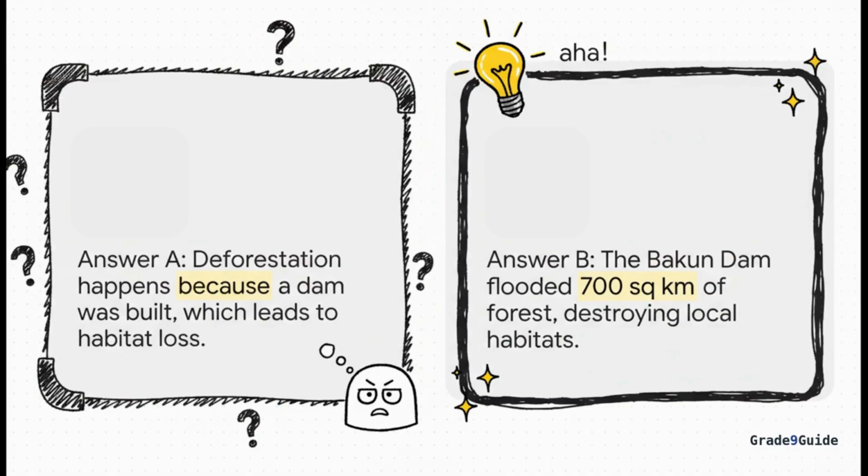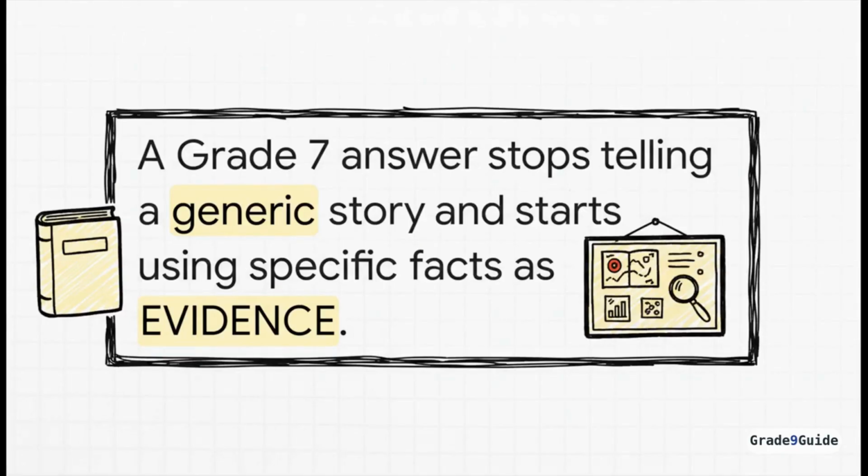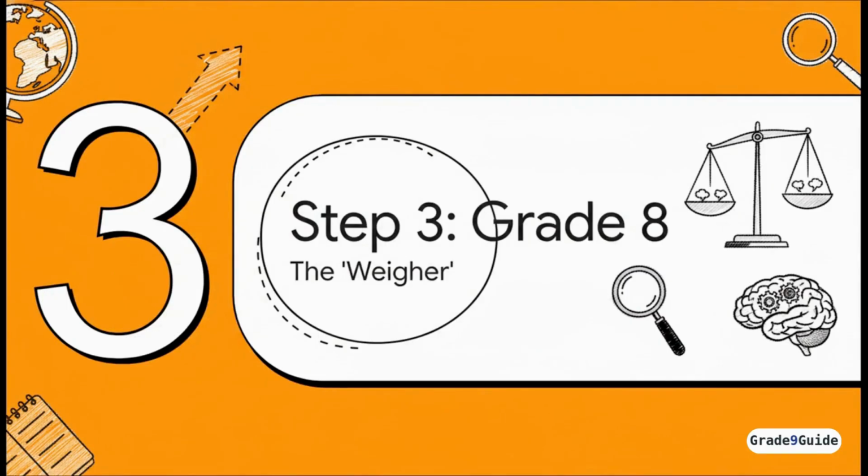Okay, you got your answer? If you picked answer B, you are absolutely right. Look, answer A is a good grade 6, but answer B hits that grade 7 because it uses specific facts as evidence, naming the Bakun Dam, giving that specific number, 700 square kilometers. That's what elevates it. It's proof. All right, you've made it to a 7.